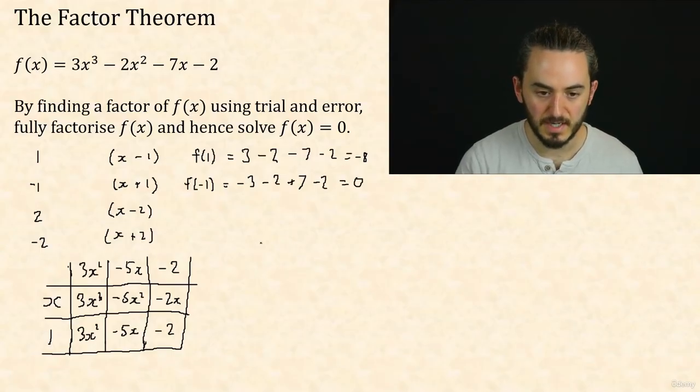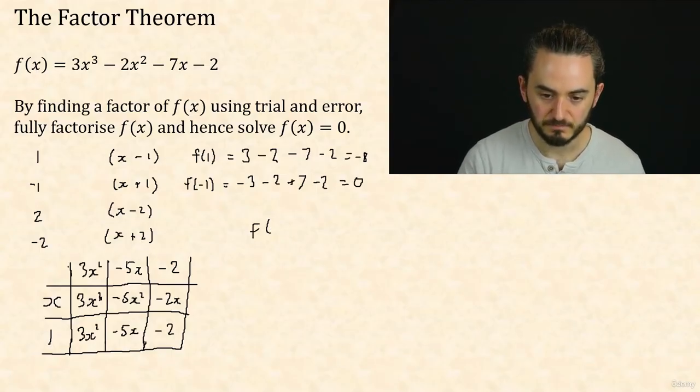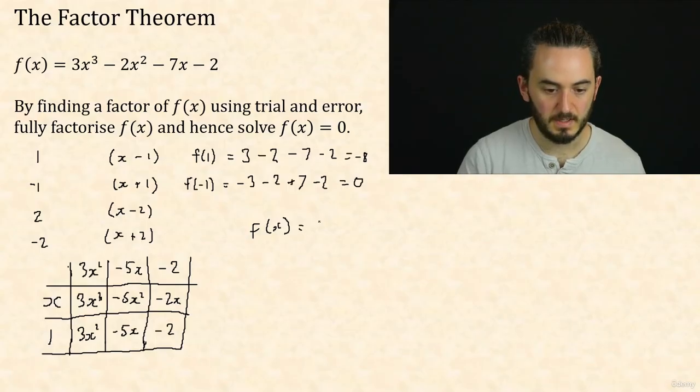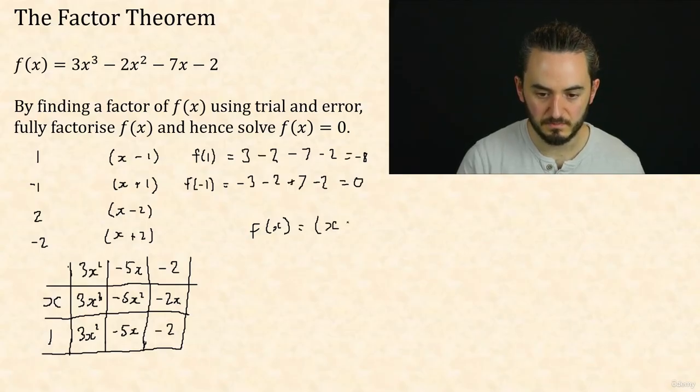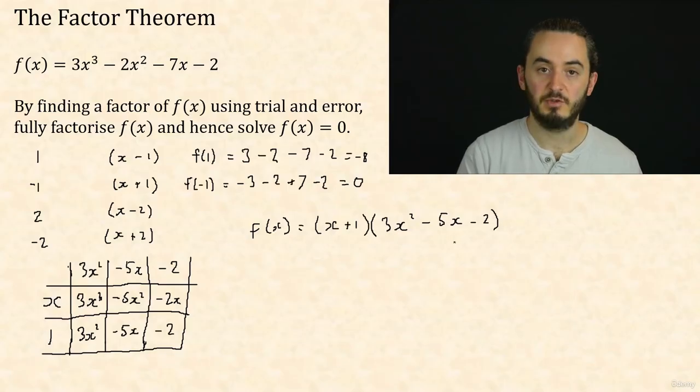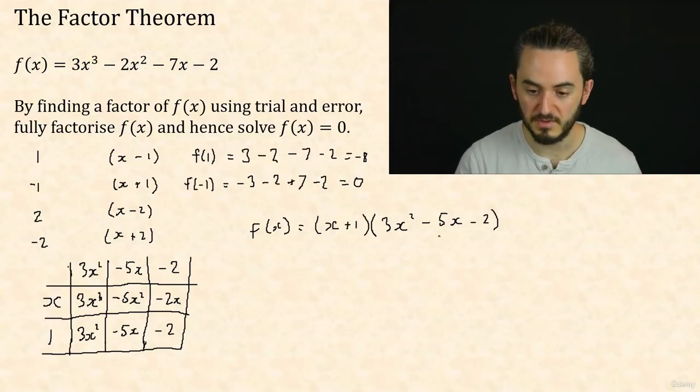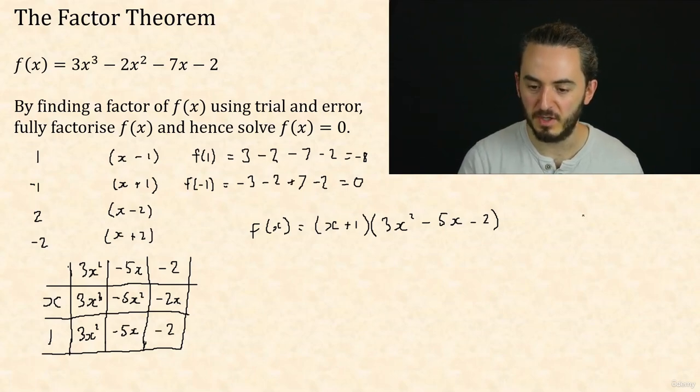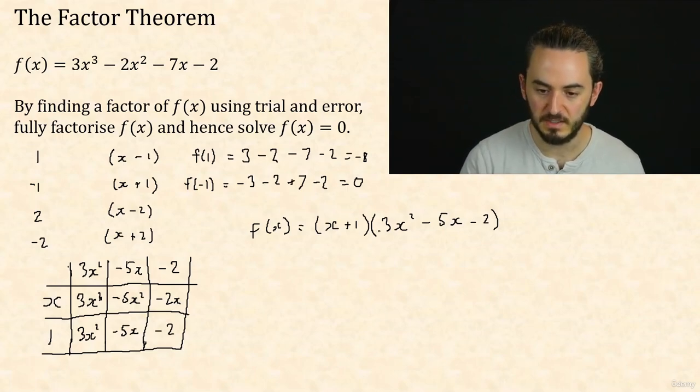Okay, great. So now I know that f of x is x plus 1 multiplied by 3x squared minus 5x minus 2. So now I need to factorize this. I know in recent videos I've been cutting corners and just trying to factorize on the fly, but I'm going to remind you how the AC method works here to factorize this.